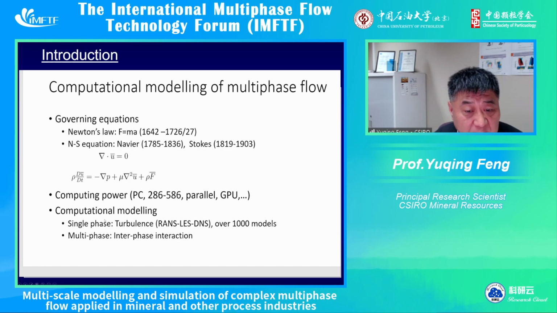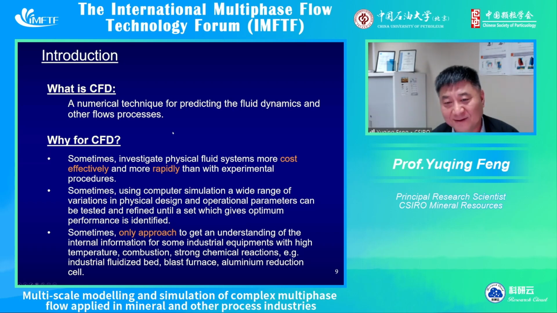In computer modeling we can see two types of focus. For single phase, the focus is mainly on turbulence: Reynolds-averaged Navier-Stokes, large eddy simulation, direct numerical simulation, over 100 or even 1,000 different types of models, even for single phase. For our process industry, the focus is mainly on multi-phase flow, with strong interface interaction. This is the area of multiphase CFD.